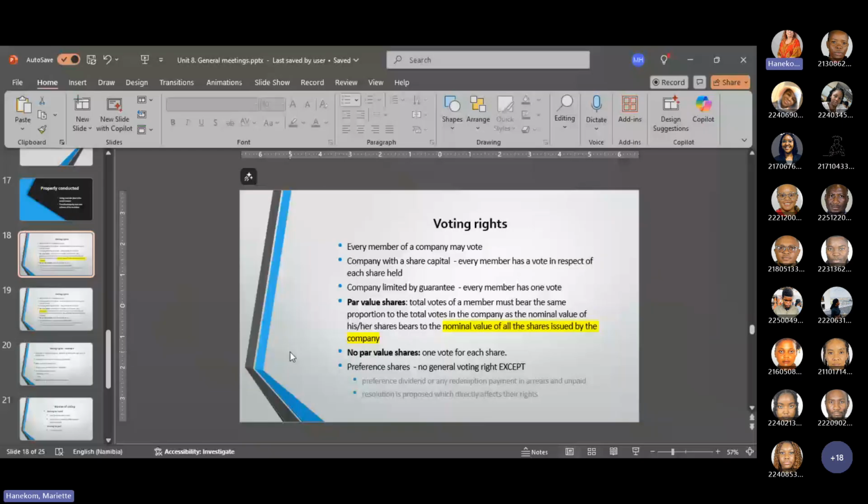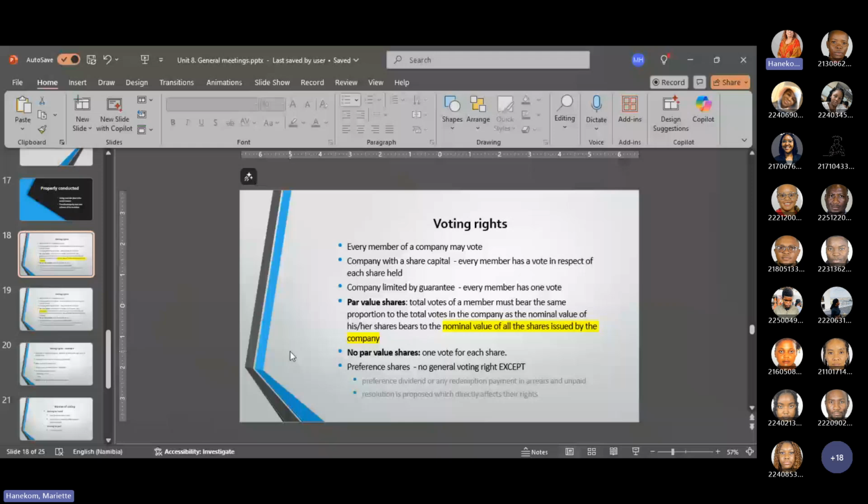The general principle is that, apart from your preference shareholders, they're a separate case, I've spoken about them enough, every shareholder, every member of the company may vote at meetings. In a company with a share capital, every member's voting rights correspond with the size of their shareholding. Every member has a vote in respect of each share held.